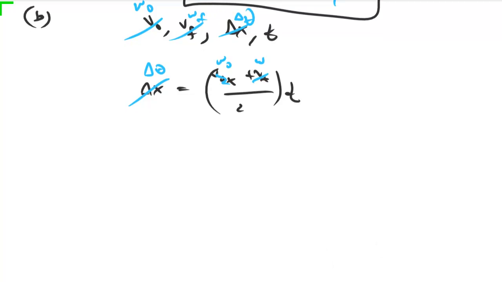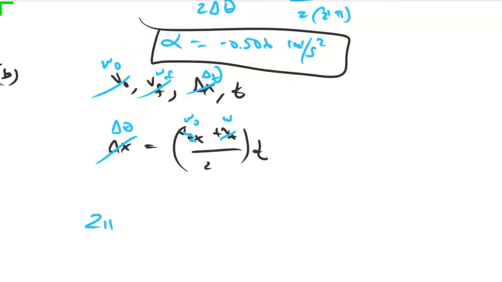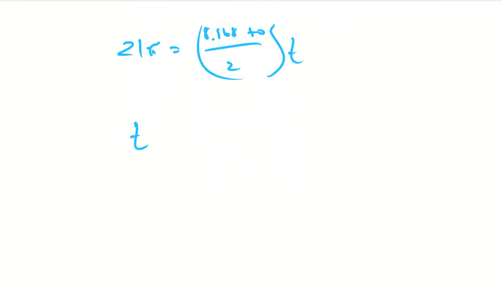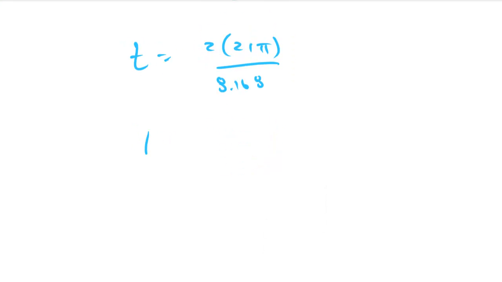So we're just plugging in here. We have delta theta was 21 pi is equal to 8.168 plus 0 over 2 times time. We have time is equal to 2 times 21 pi over 8.168. And so the time comes out to be 16.2 seconds.